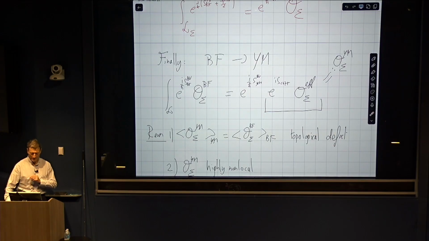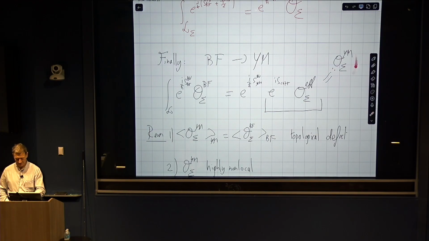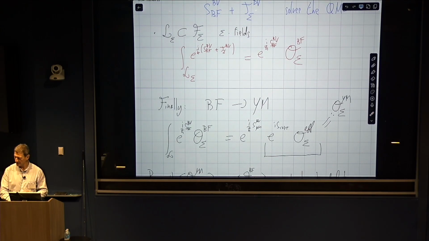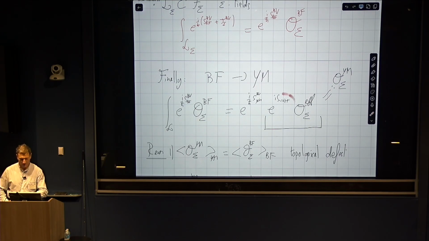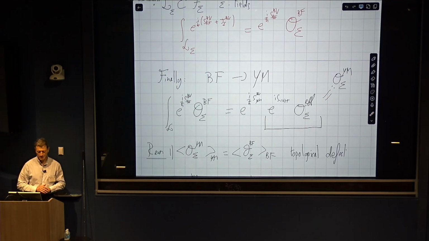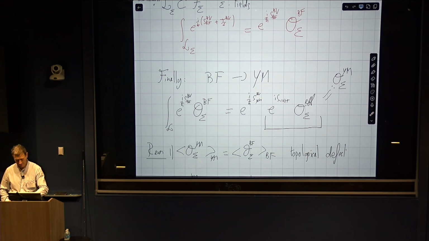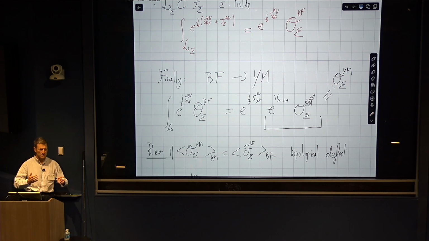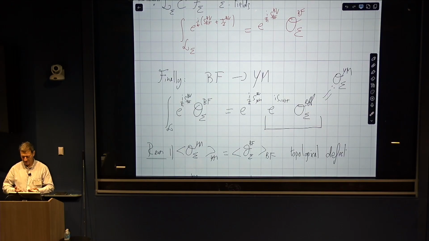So now my surface observable for Yang-Mills theory consists of some Feynman diagrams coming from this observable for BF theory, but also out of this other one-loop diagram here. So everything is inside here. So now this observable is really highly non-local, but it has a leading term, which is the integral of the self-dual part of the B field on the surface.